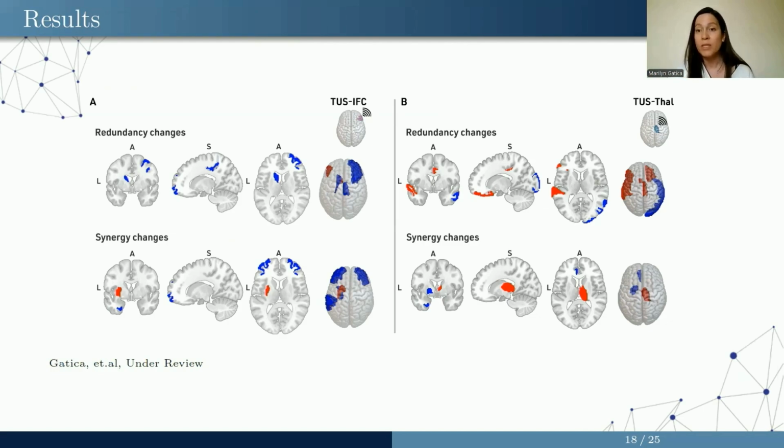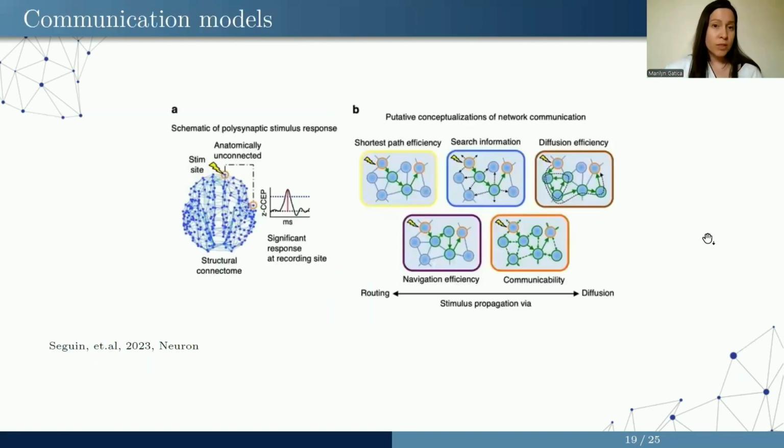After this, we were really interested in understanding these patterns and whether we can predict this effect with communication models, how this stimulus is propagated. We took inspiration from a 2023 paper by Caio Seguin, using SEEG data in drug-resistant epilepsy patients, trying to explain and predict how the stimulus is propagated from a particular source to the target. They tested 5 different communicability models, going from efficiency, such as the classical shortest path efficiency, towards purely diffusion, for example, random walks.